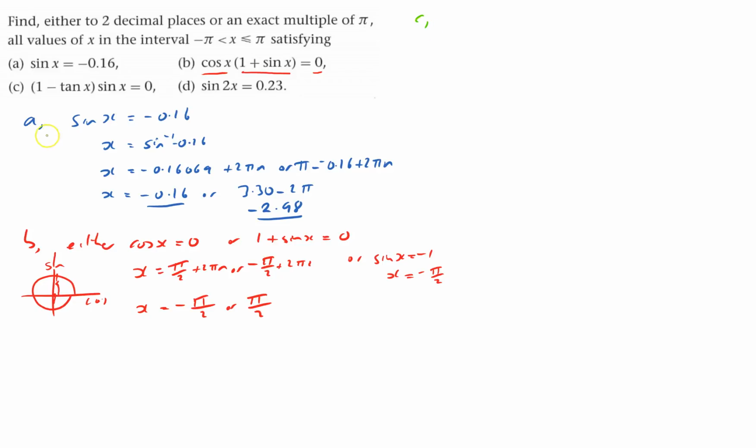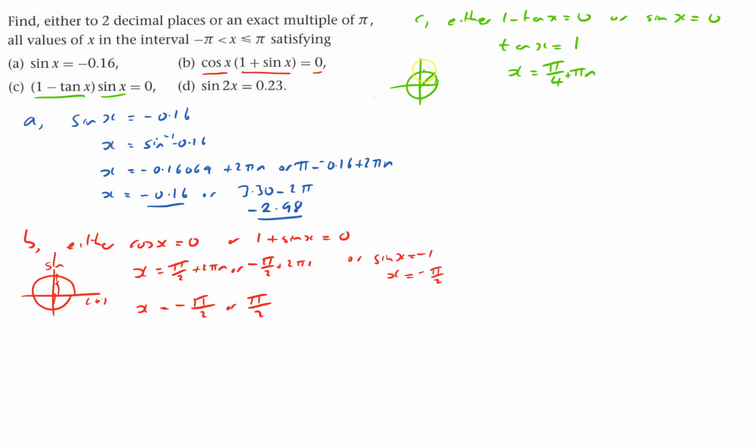Part C. Similar to part B, something times something equals 0. So that means that either the first one's 0, so 1 minus tan x equals 0, or the second one is 0, so sine x equals 0. So this says that tan x equals 1, and tan is the gradient of the unit circle, so we are there. So it'll be 45 degrees. So in this case here, it'll be pi by 4, and that repeats every pi n, every 180 degrees.